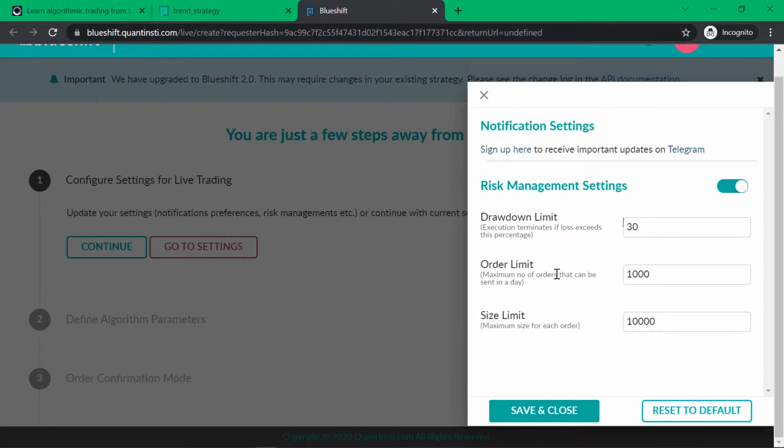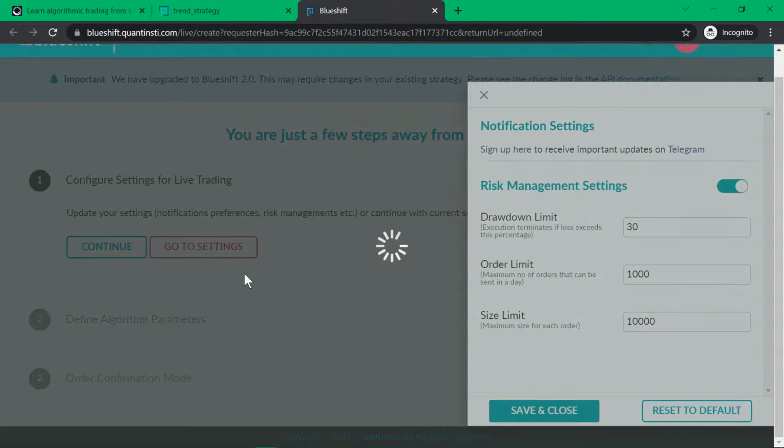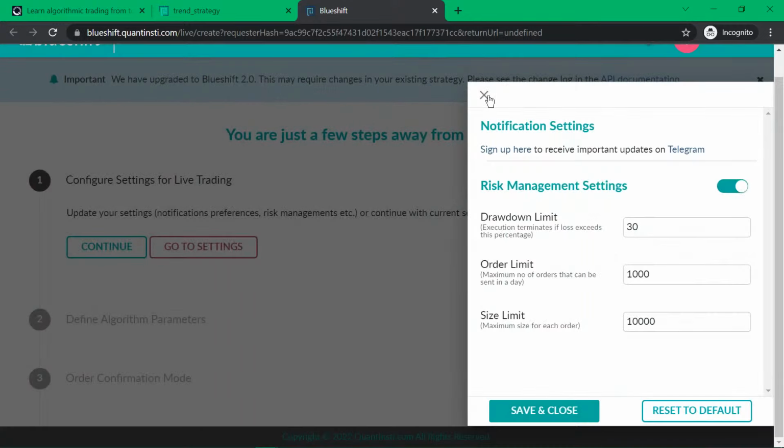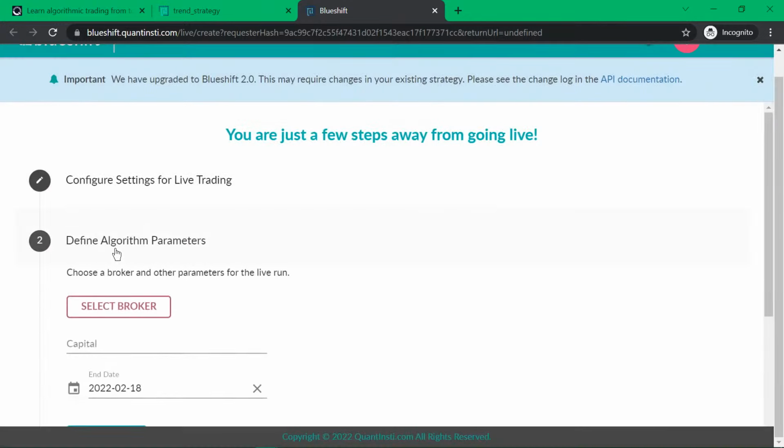The next one is order limit. So what is the maximum number of orders it can deploy in a day? Here it was 1000. So overall, if the algorithm releases 1000 orders, it's going to stop. And similarly, we have a size limit as well. We gave a size limit of 10,000, so it cannot place an order of more than 10,000 shares. Let me save this and then click on continue.